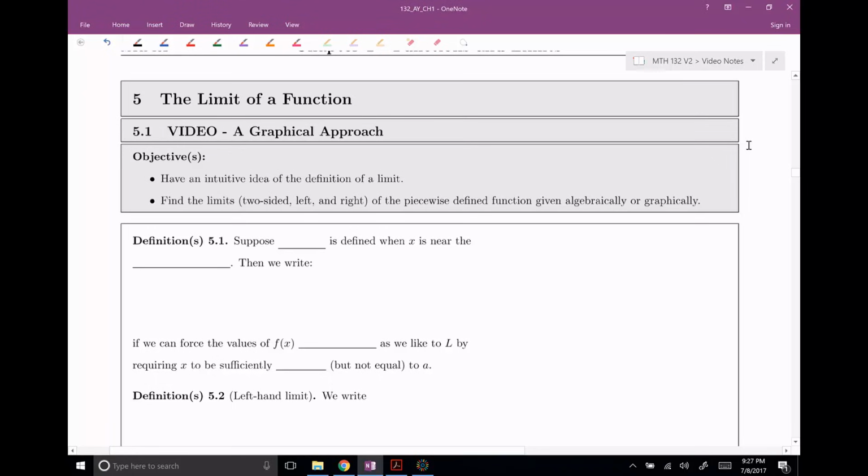All right, welcome everyone to the wonderful world of 1.5, the limit of a function. In this video, we're going to be taking a graphical approach to finding limits of functions.